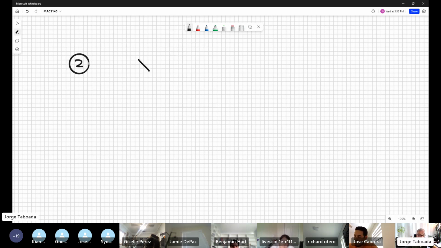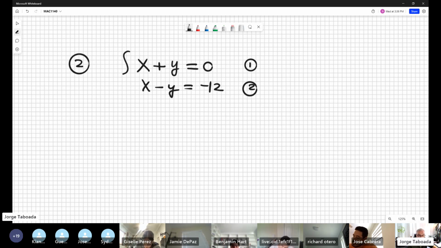Number 2 says x plus y equals 0, equation 1, and x minus y equals -12, equation 2. Clear? And the solution I want to verify is x is 6 and y is 6.